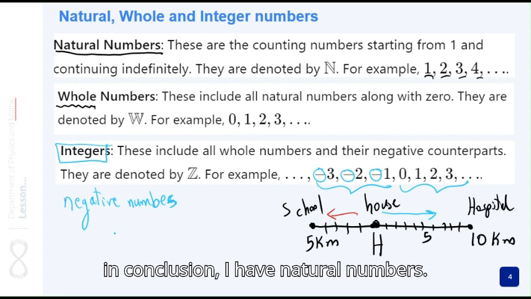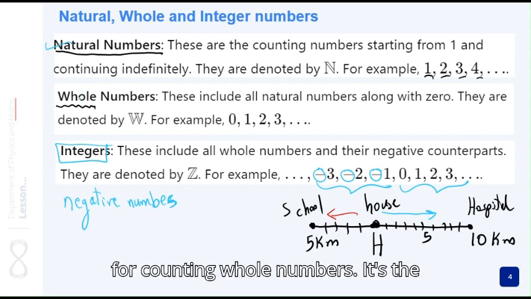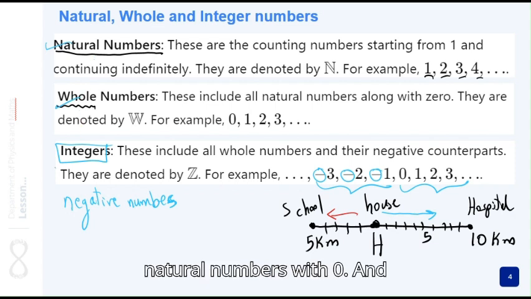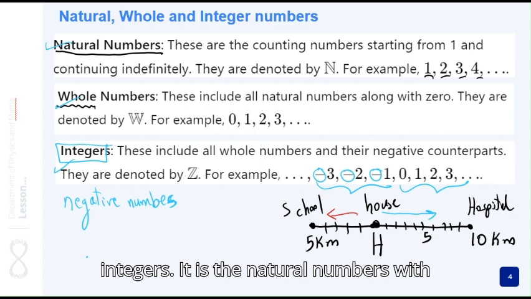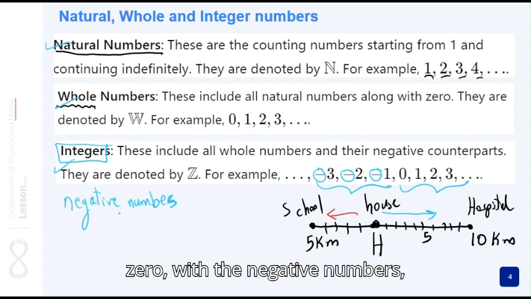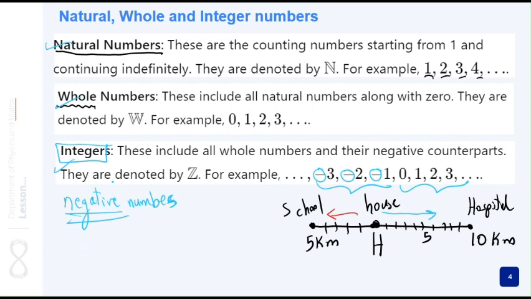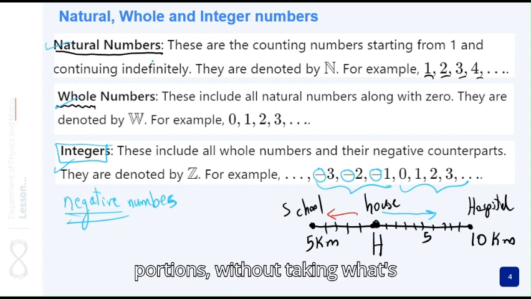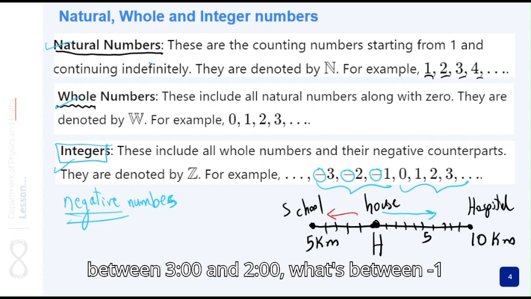So, in conclusion, I have natural numbers. It's the set of the numbers that we use for counting. Whole numbers are the natural numbers with 0. And integers are the natural numbers with 0 and the negative numbers, without talking about the portions, without taking what's between 3 and 2, what's between -1 and 0.